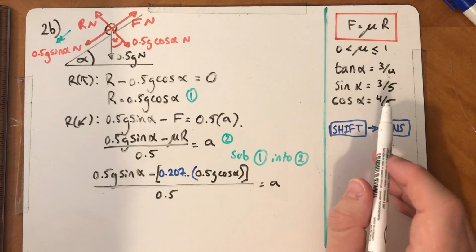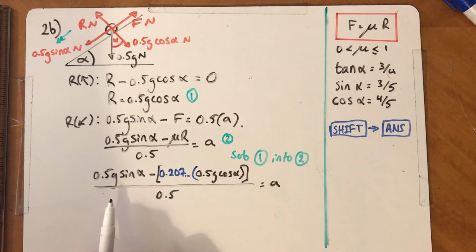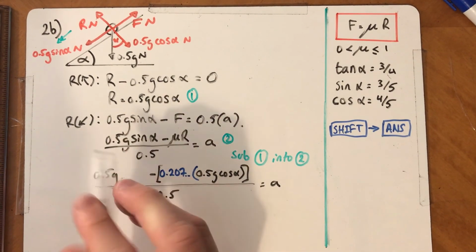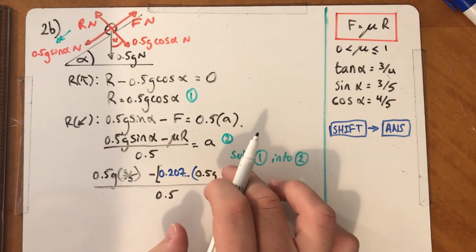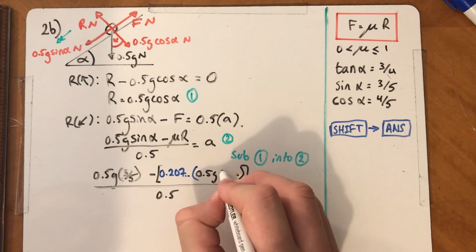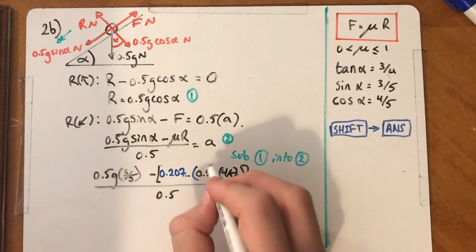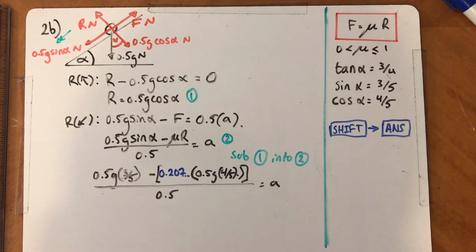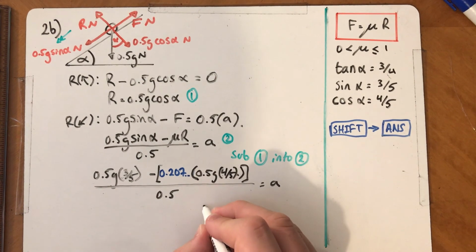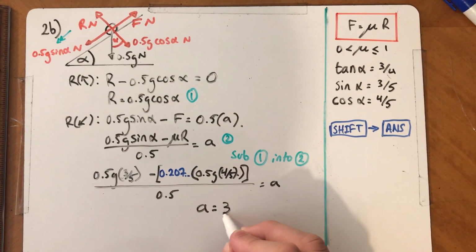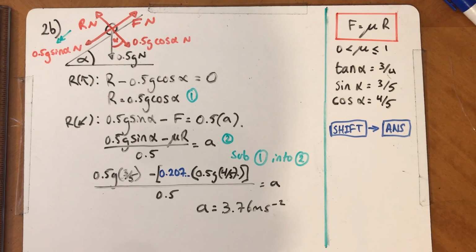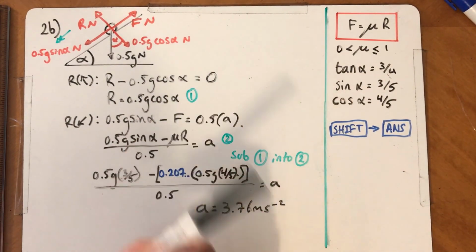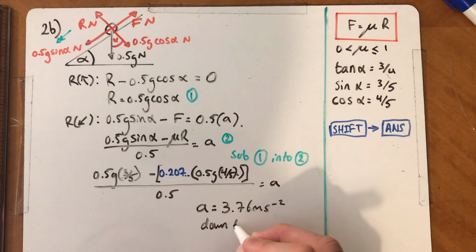From the previous question, we calculated the exact value of sine alpha to be 3/5, so I'm going to substitute 3/5 into there. And I know the exact value of cos alpha as well is 4/5, so I can substitute that in there. When you put this into your calculator, you should get a value of a being 3.76 meters per second squared. It is positive, so it means it's acting down the slope, because we've taken this direction to be positive. So we can say down the slope.